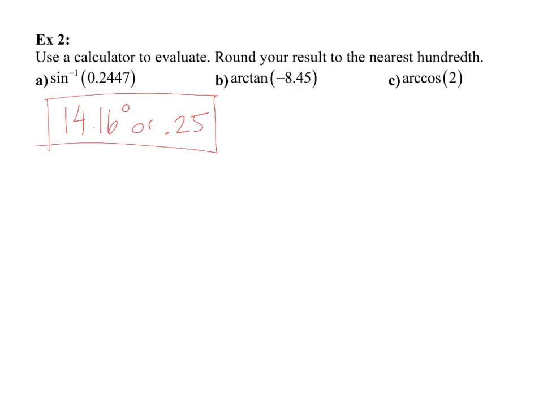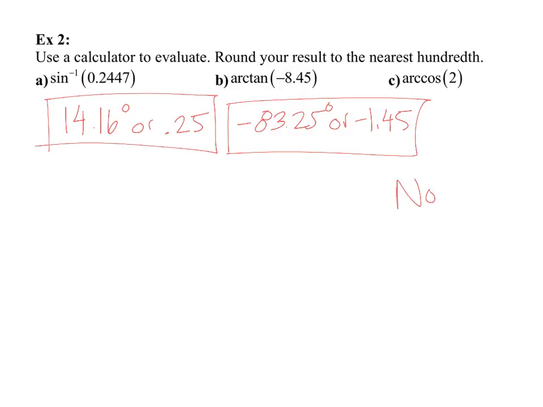Same thing for the rest. Here you'll get -83.25 degrees or -1.45 radians. And the last one, you won't get a solution. You'll get an error, and when you get an error, that's an indication that there is no solution. You can't take the inverse cosine of 2.